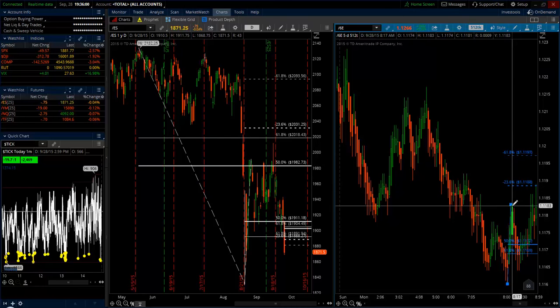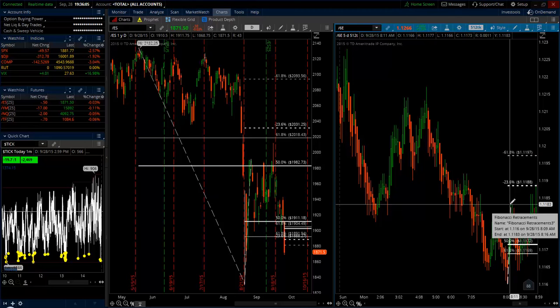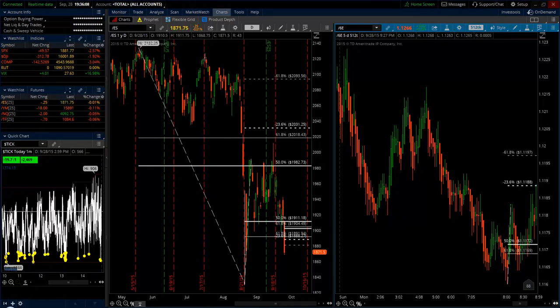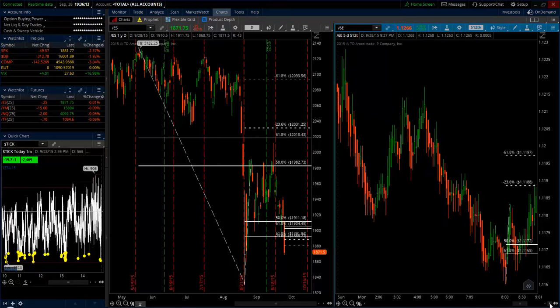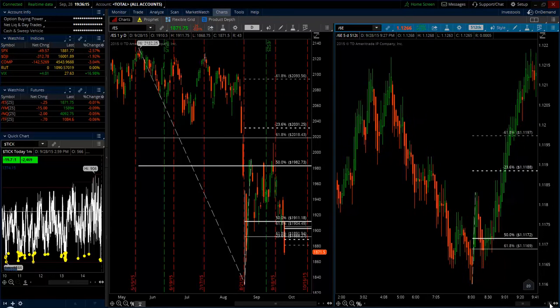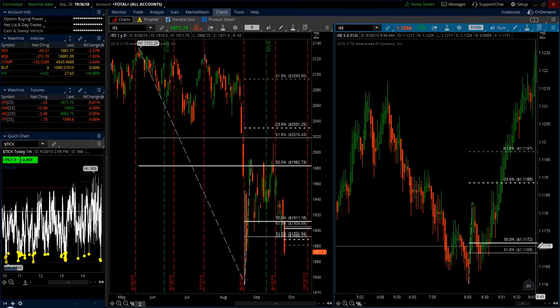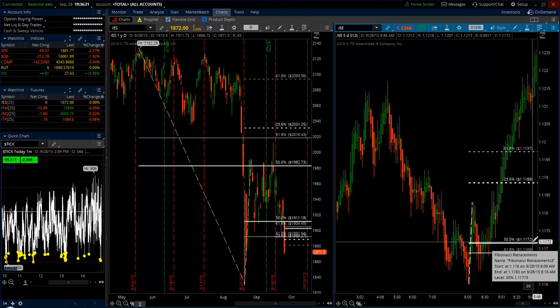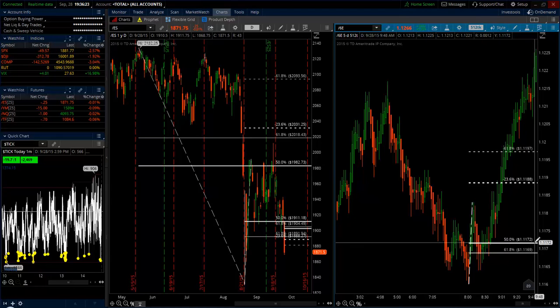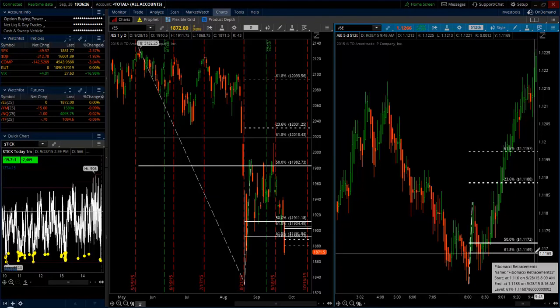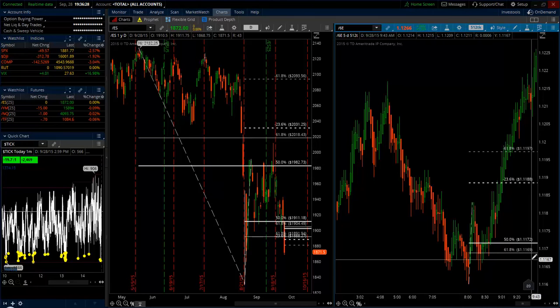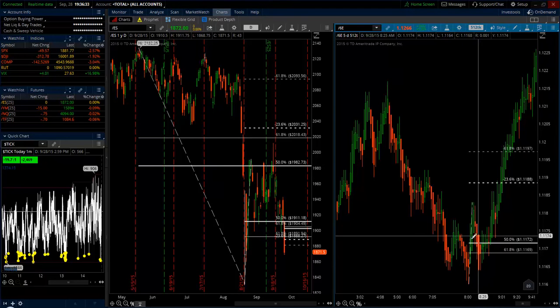But in this case, we stopped right about 1183 and we started to pull back. Everything looks great. Put the entry one pip in front of the 50, so 73, and then put a stop 2 pips below the 61.8 at 67, which makes for a basically picture perfect trade setup. And in this case, we drifted down lower and we broke the 61.8.